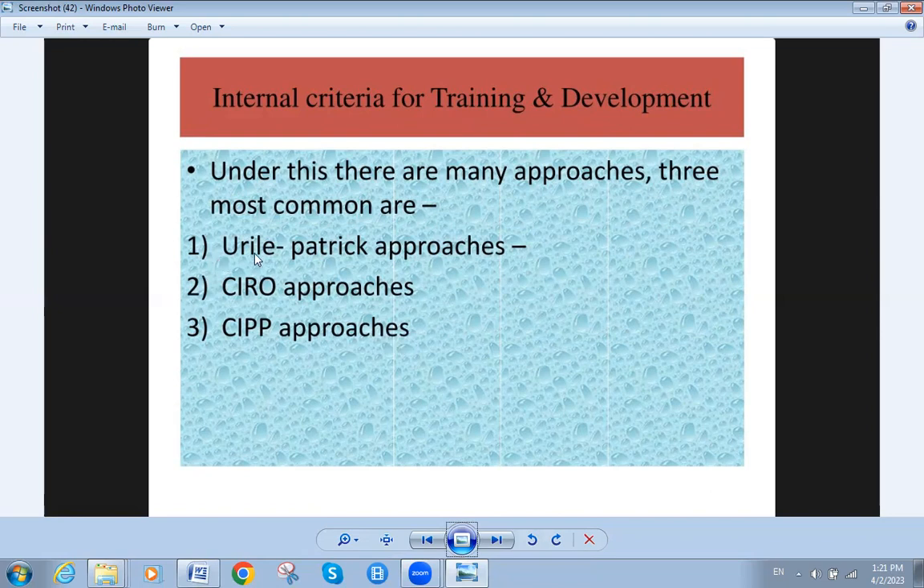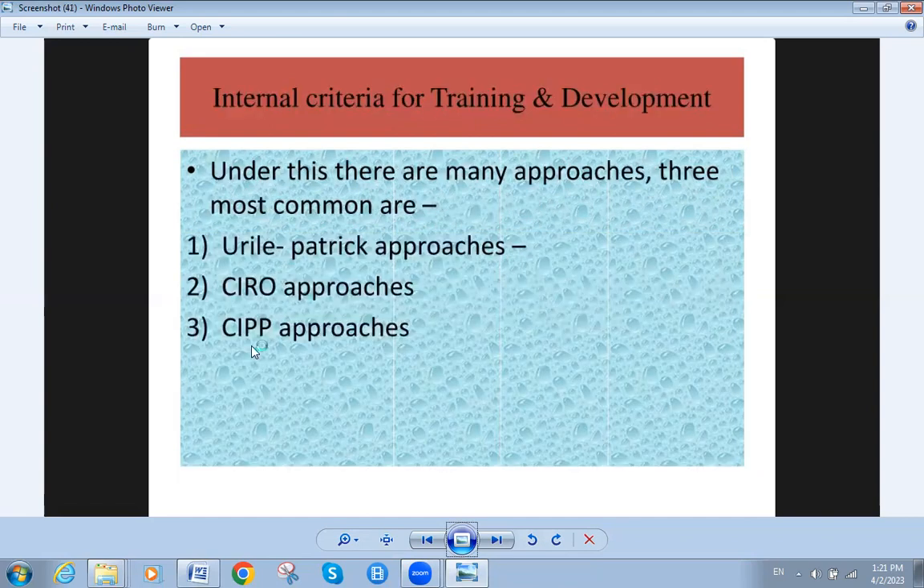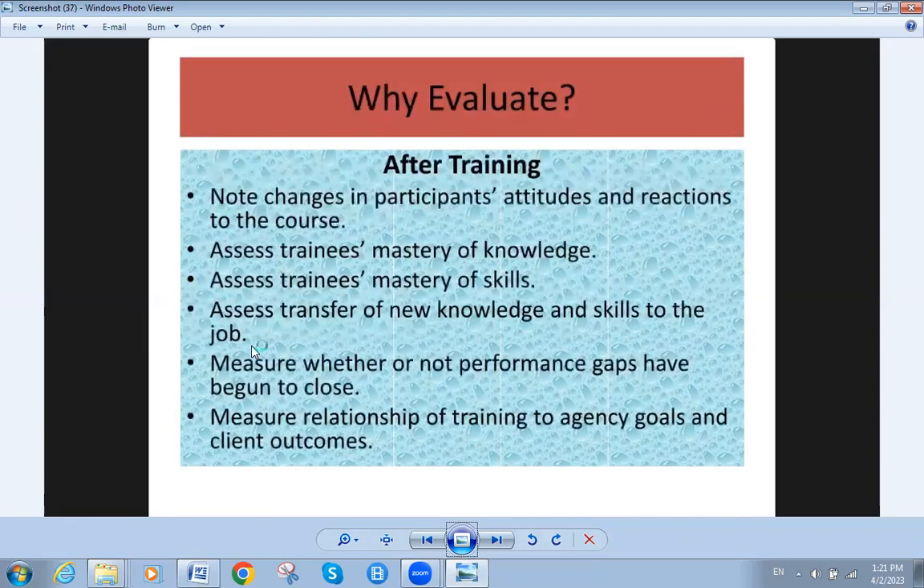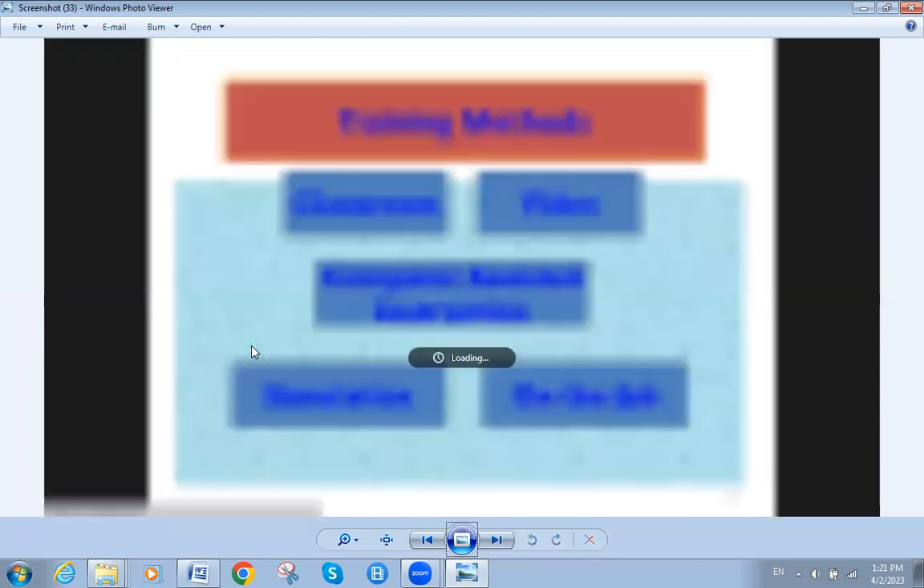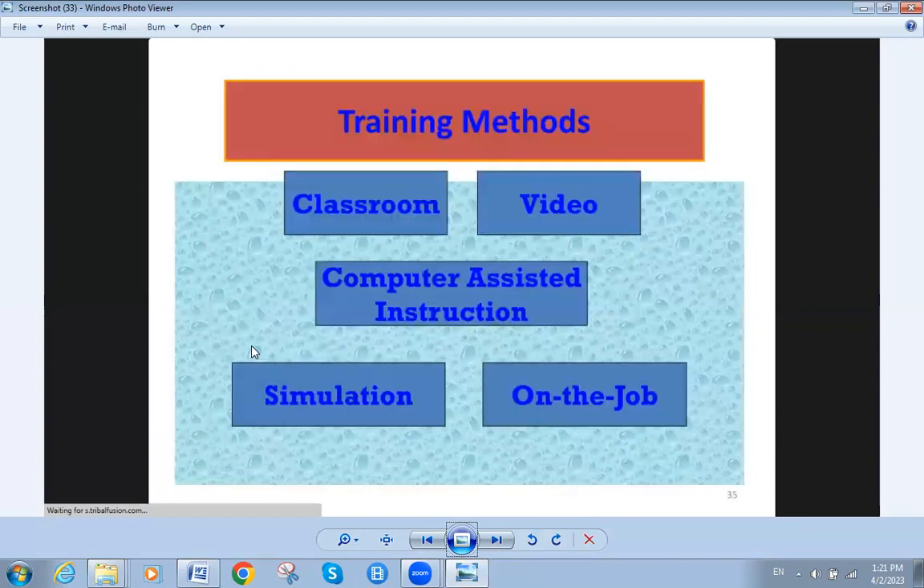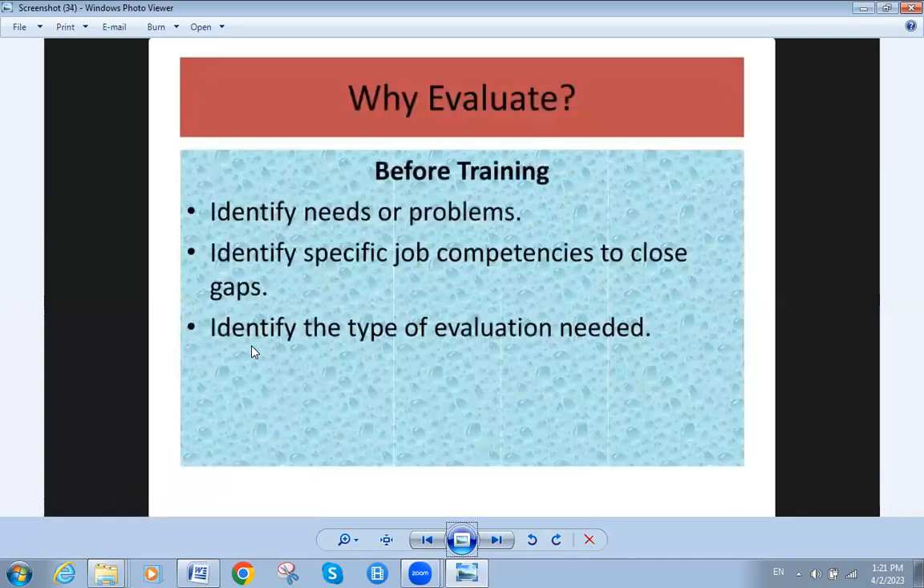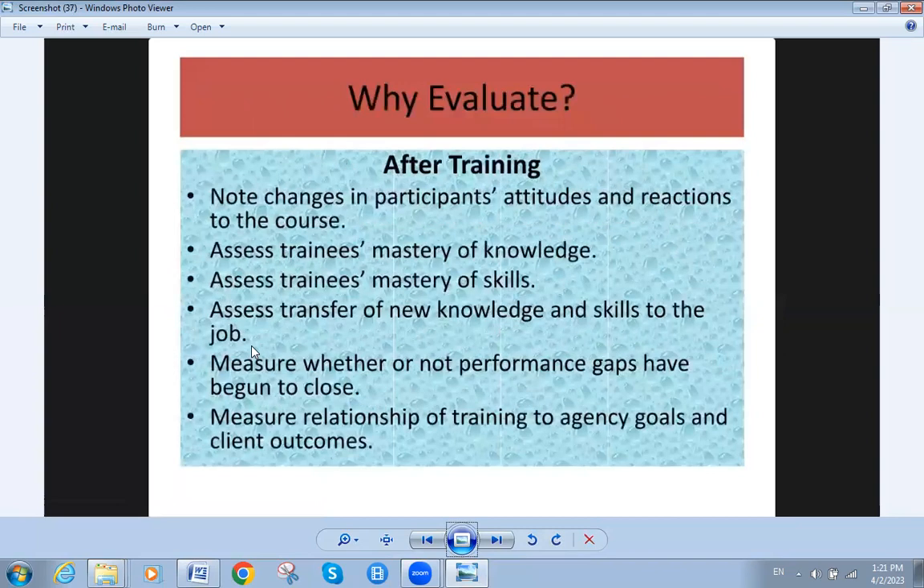We have the Kirkpatrick approach, the Tyler approach, and the CIPP approach. I'll check every one of them right now. But firstly, I just have to talk about the training methods, and the question: why we evaluate before training, during training and after training.